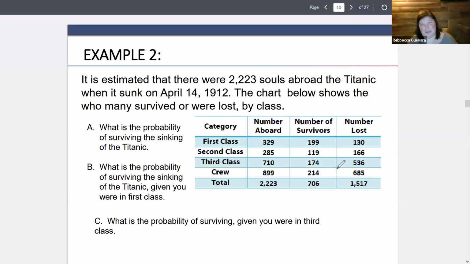So this one fortunately has some numbers on it. The number of survivors that we have for the Titanic is 706 people out of the 2,223 survived the sinking of the Titanic.